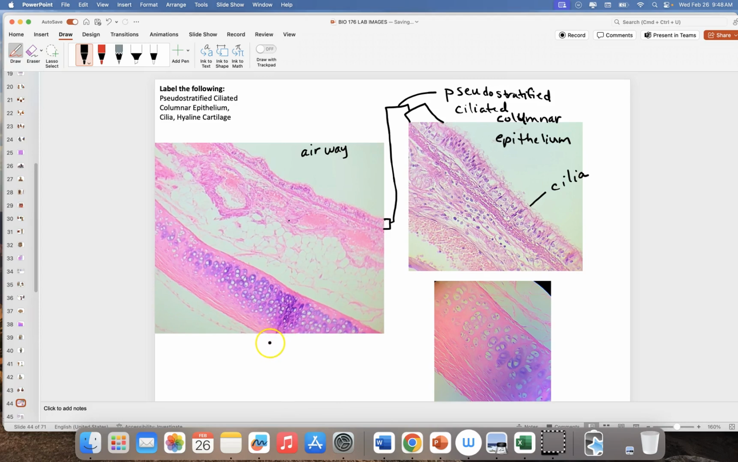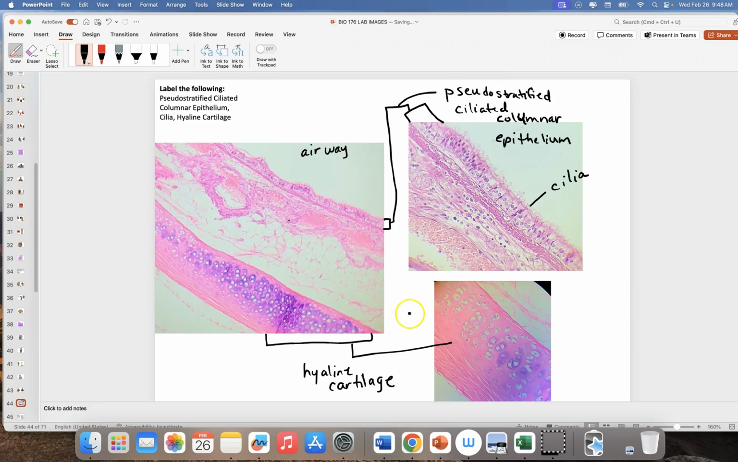We also have hyaline cartilage that's present in the trachea. We can see that here. We can identify this as cartilage because we can see the chondrocytes in lacunae. That's our clue that we're looking at cartilage. And I've gone ahead and blown it up over here for us as well. This is our hyaline cartilage.